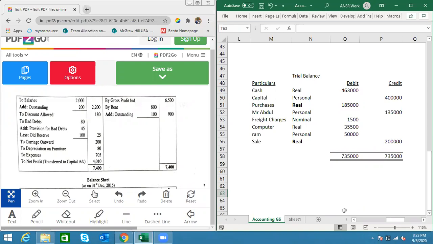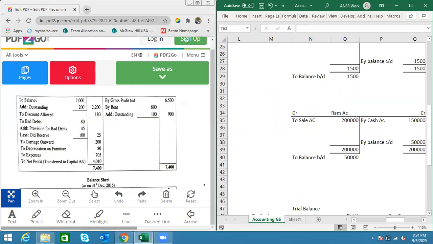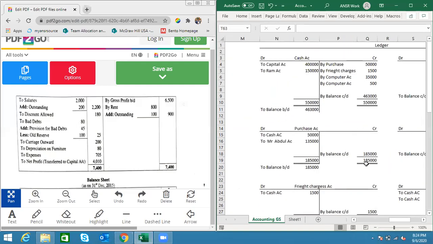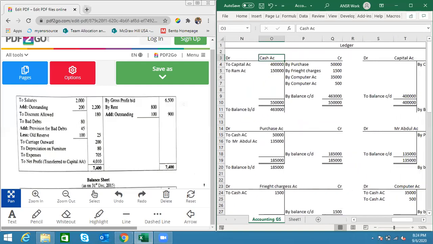I want to understand: once the ledger and journals are done, how do we take it to the trial balance? We just have to take those entries and keep them in this format. Is that so? The way to do it is like this. Suppose in this example we have all these types of accounts: cash, then capital, then purchase, then Mr. Abdul. With the same logic of preparing the ledger, we have already prepared the ledger.